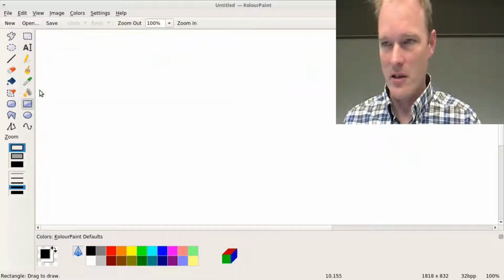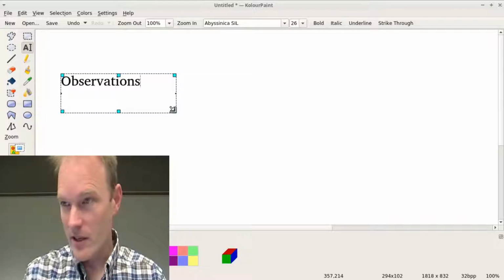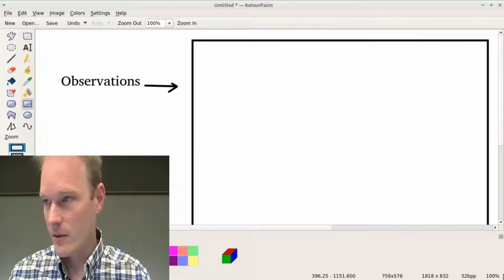Here's kind of how I see it. Imagine that we have observations in the world, observations, and this feeds into our brain. We'll say this is our brain.